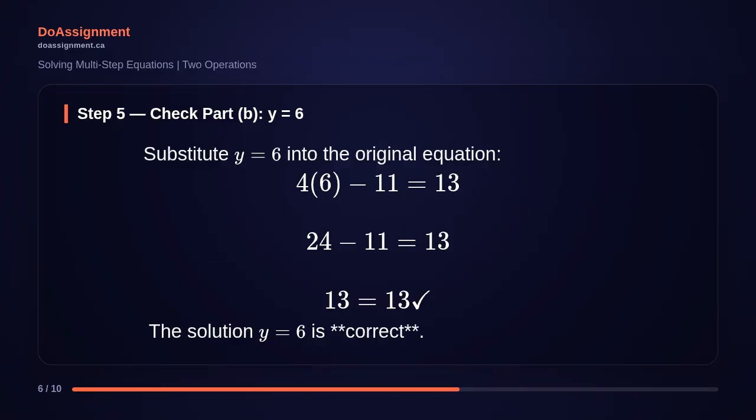To check, substitute y equals 6 into 4y minus 11. We get 4 times 6 minus 11, which is 24 minus 11, which equals 13. That matches the right side, so y equals 6 is correct.